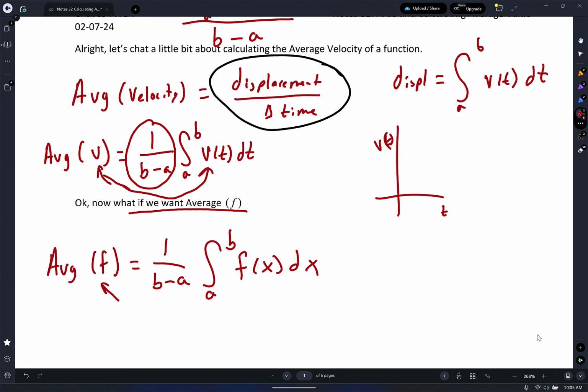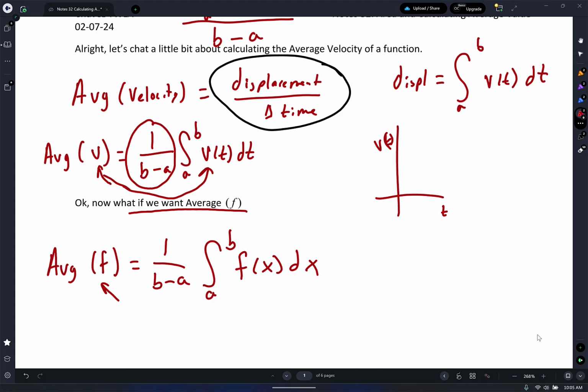You will see many textbooks that say this formula, and this is how you find average value of f. I don't want you to be a robot. We derived it. Well, we didn't derive it directly, but we derived it from finding average velocity. You know that average velocity is displacement divided by time. We know that displacement was just the integral from a to b of velocity, and then the change in time is just b minus a. So 1 over b minus a, integral a to b of v of t is average velocity. So average f is 1 over b minus a, integral from a to b of f of x.